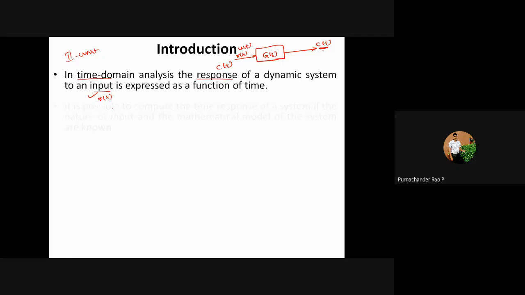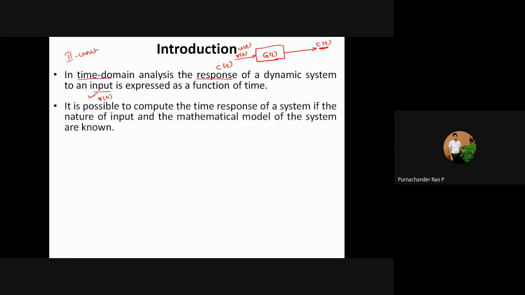Before going to that, what do we mean by the time response of a system? We'll see that. The time response of a system depends on the nature of the input and the mathematical model of the system.